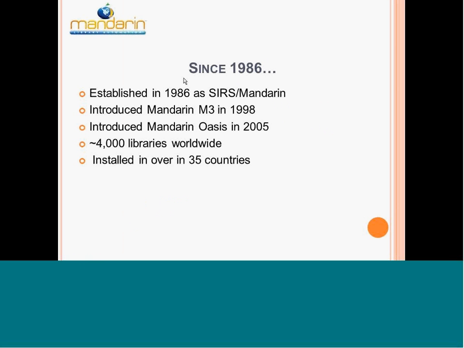Our M3 system, which is our Windows-based system, and what we're going to talk about today, inventory with Mandarin M3, was released in 1998, and we have a web OPAC that also works with Mandarin M3. And Mandarin Oasis is our fully web-based system. That was brought to the marketplace in 2005, and we offer Oasis in 2 formats. One, we install it at your library, and one where we host the system for the library. Just to give you an idea where we are in the marketplace, we have almost 4,000 libraries using our system worldwide, and we're installed in over 35 countries.